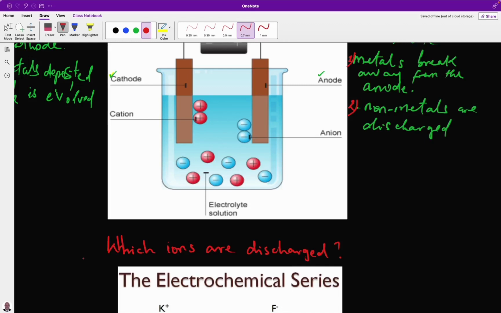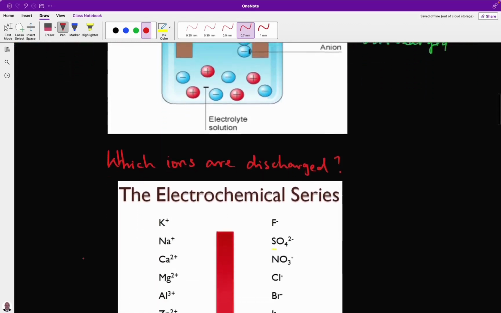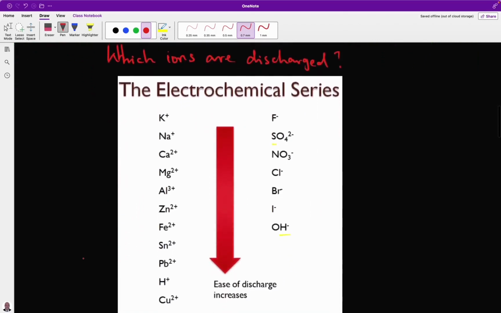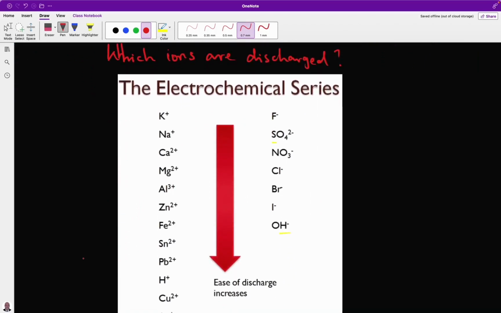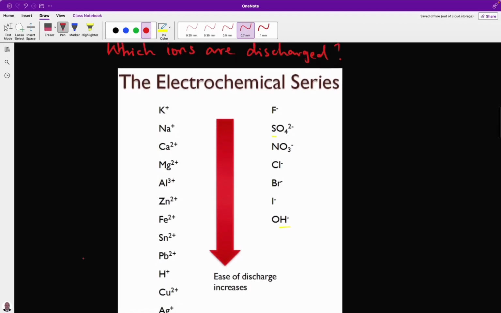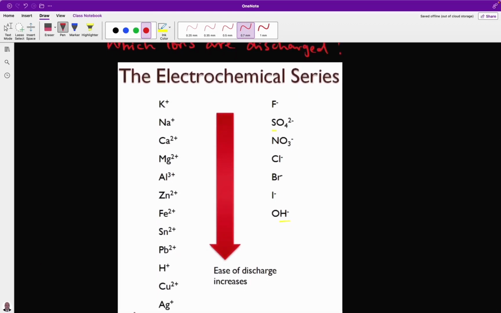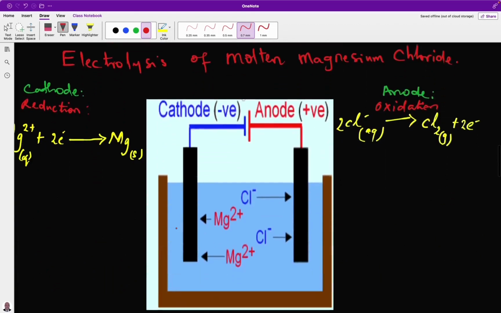How do we know which of the ions are discharged, either at the cathode or at the anode? It drives us to remembering our electrochemical series, the ease of discharge of the different ions at the cathode and at the anode. Learners, do put this in your memory very well. The ions below in this series are given priority. Then we went further to molten magnesium chloride electrolysis.